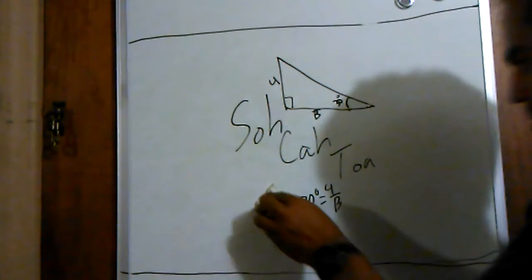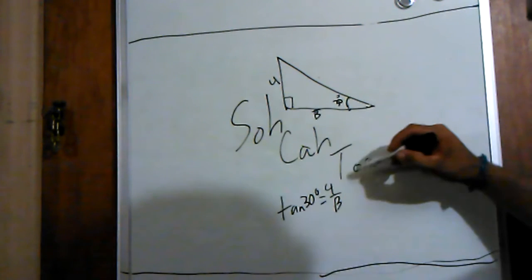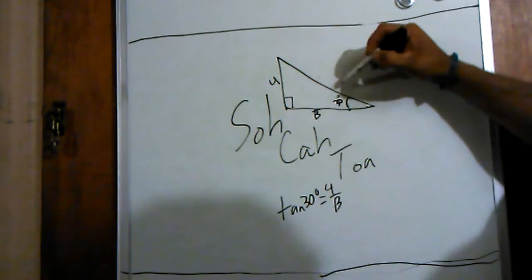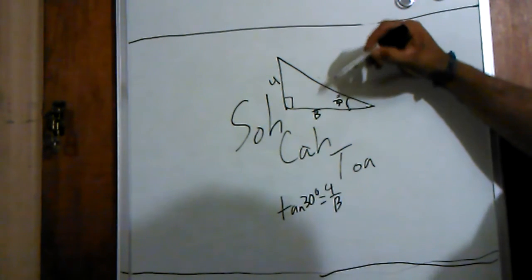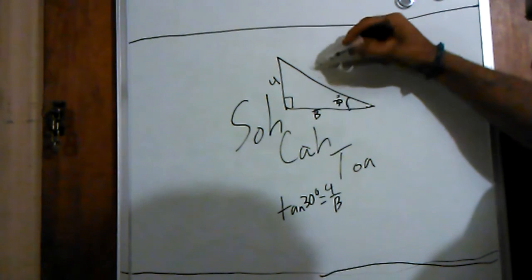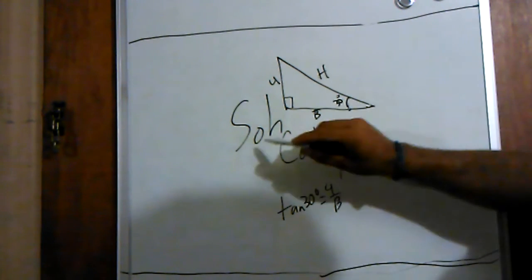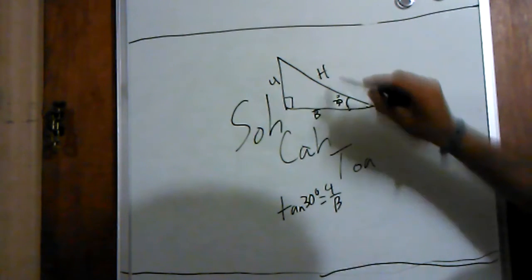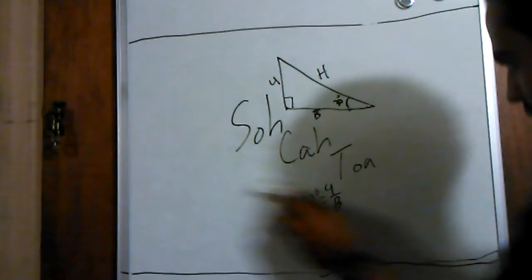All right? But you've got to use the tangent on this one, because you're not using the hypotenuse at all. So if you're not using the hypotenuse, it's always tangent. And then cosine uses the adjacent and the hypotenuse. And then sine would be the opposite and the hypotenuse. Okay? Now, let's look at the reverse ones.